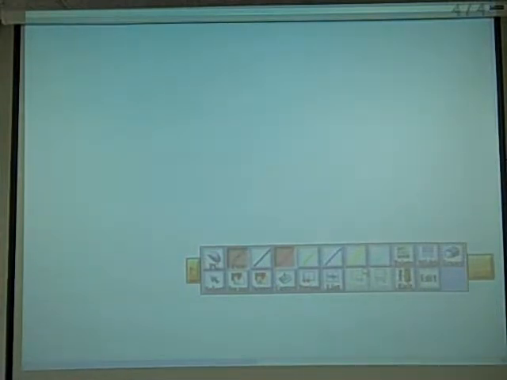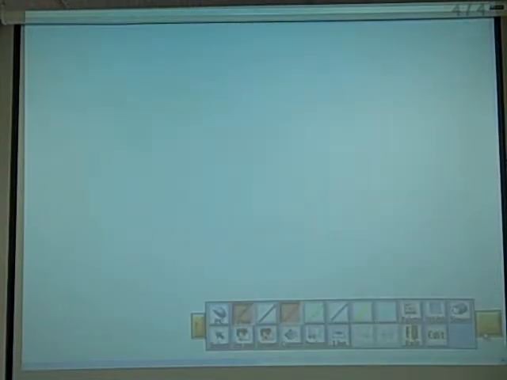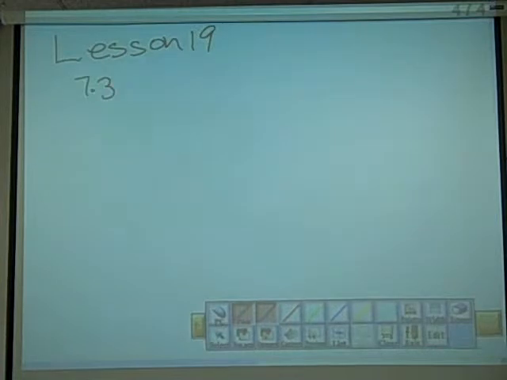And here we have, to start with, in class we did problem 6 together. So we'll go ahead and start off with problem 6 again, and then we'll do the other parts. So this is lesson 19, section 7.3. Okay, on problem 6, we had secant x equals 2.